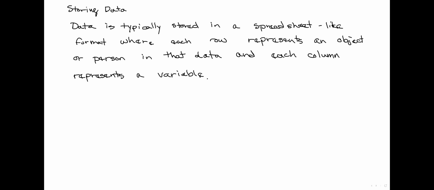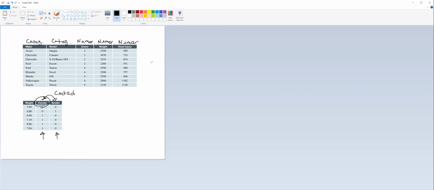Actually, let's just jump back rather than me referring to it. So this is an example. This is a spreadsheet type format. If you're not familiar with spreadsheets, spreadsheets have rows and columns like this. And so we would say the Acura Integra is an object or person that's in the study, a Chevrolet Camaro, Ford Escort, Ford Taurus. And so each one of these rows, a row represents an object that's in your study. And then as far as how you organize the characteristics of those objects, you organize the variables in columns, and each column heading is a variable.